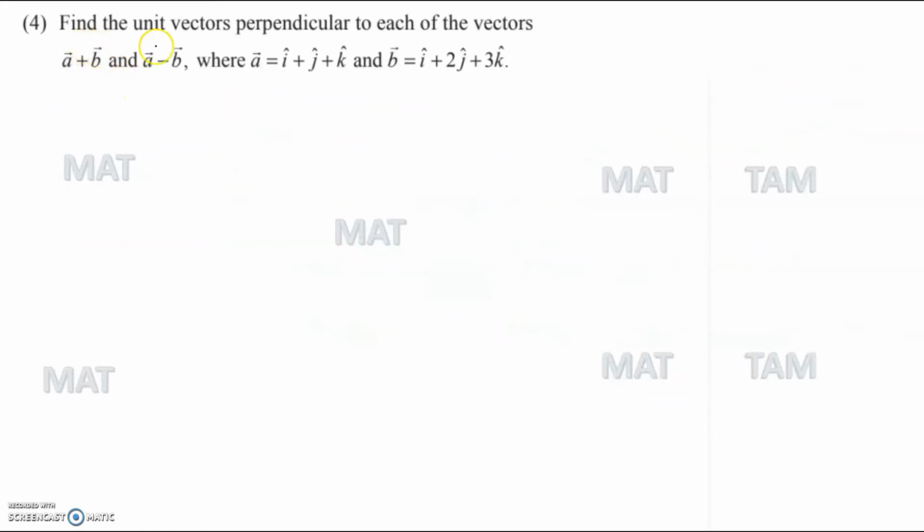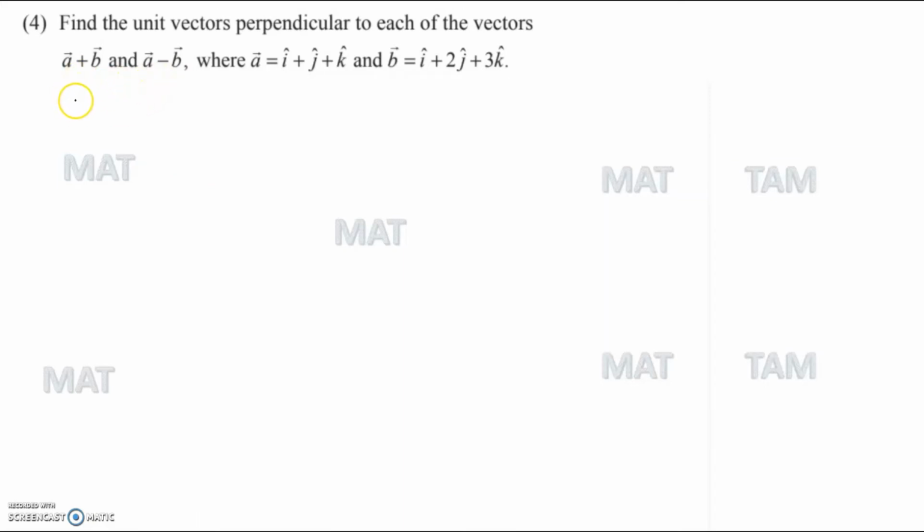Question number 4. Find the unit vectors perpendicular to each of the vectors a plus b and a minus b. You're given vector a as this and vector b as this. So to find the unit vector which is perpendicular to this and this, we need to find the vector product of these two vectors. Once you find the vector product of these two, and then you will have the perpendicular vector, then it's easy to find the unit vector from there.